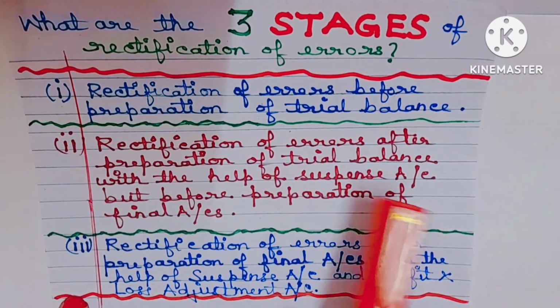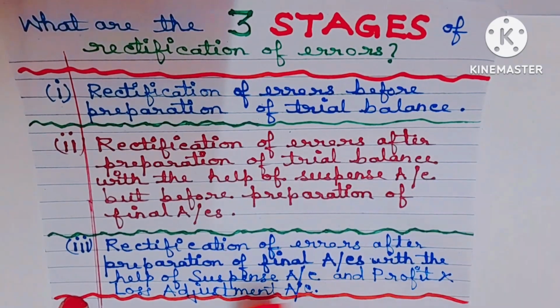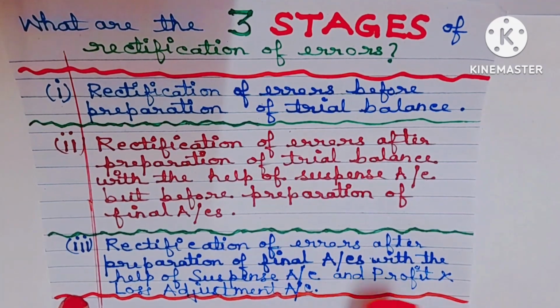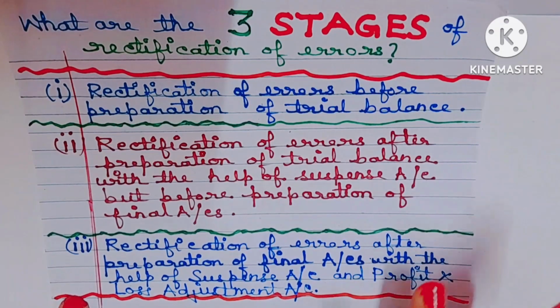Already suspense account prepared hoye gache, final accounts prepared hoye gache. So we can pass journal entries with the help of suspense account and profit and loss adjustment account in the case of third stage.